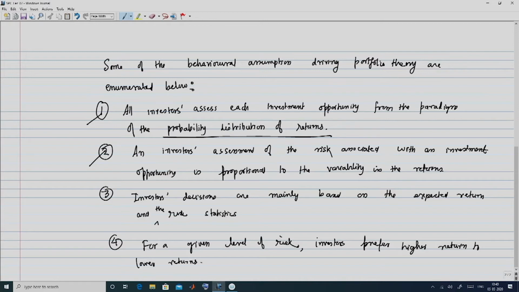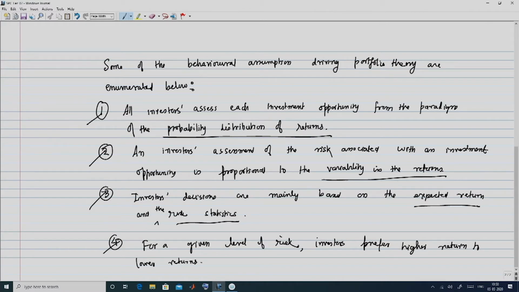Secondly, they also need to make an assessment of the risk that is associated, and the risk is seen as the variability, that means how much fluctuation there exists in terms of the returns about its mean value, and this is what is known as the volatility or the variability of the return. So, that is another factor that needs to be taken into account, whether the particular asset returns are extremely volatile or less volatile. And consequently, as a result of the first two assumptions, the investor decisions are mainly based on what is the expected return and what is the risk statistics. And as we will see later in today's discussion, we will talk in a little more detail about what we mean by expected return and the risk statistic.